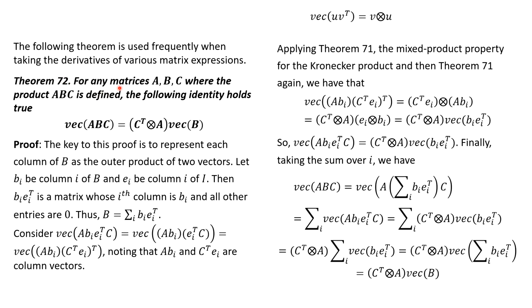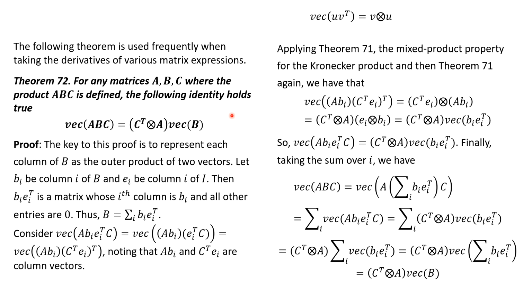Theorem 72. For any matrices A, B, and C where the product ABC is defined, the following identity holds. The vec of ABC equals the Kronecker product of C transpose with A, times vec of B. Okay, so this looks kind of weird. And the first time I saw it, I said, well, how could this really be useful? It looks like just a result that the author threw into his book to fill space. But it turns out that's far from the truth.